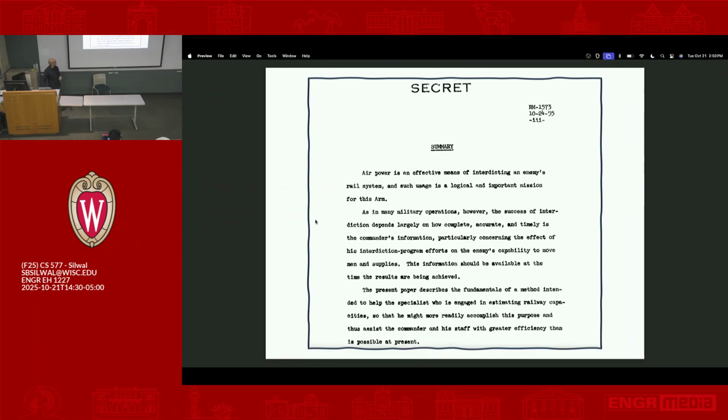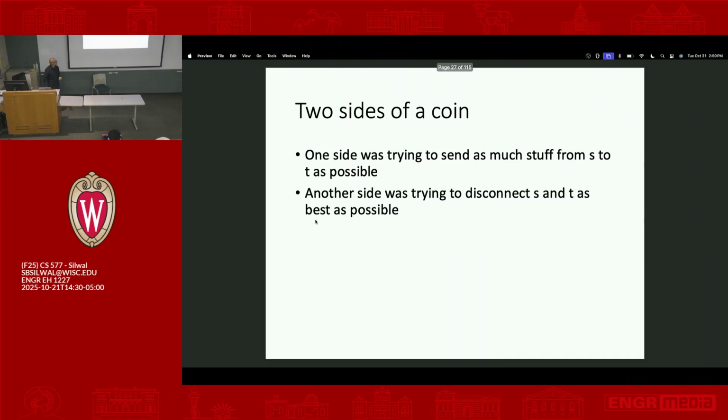And you can kind of read this. But okay, what is the moral, right? It's like one side was trying to break things apart. The other side was trying to send stuff. Okay.